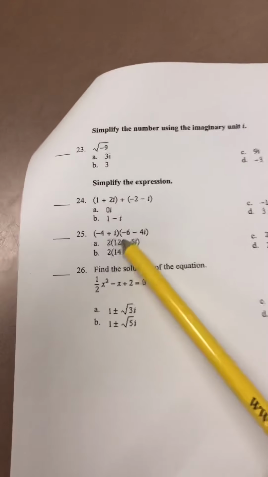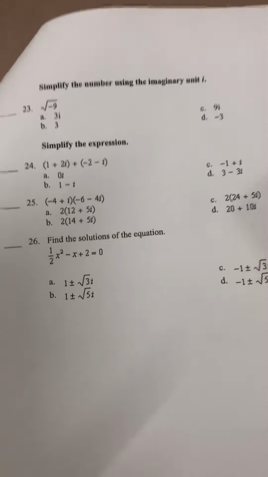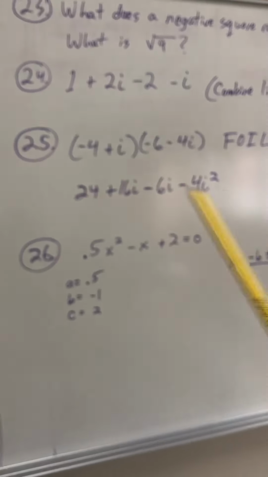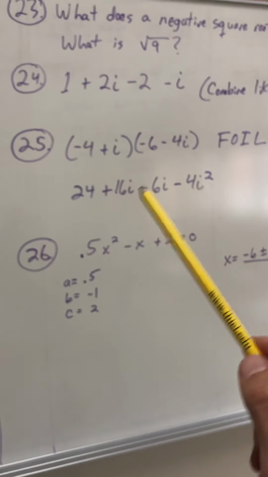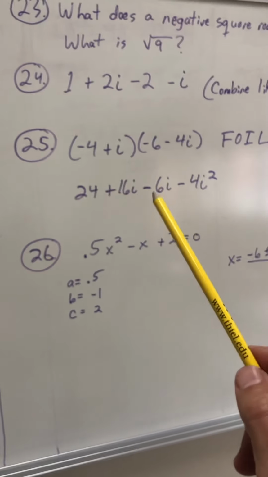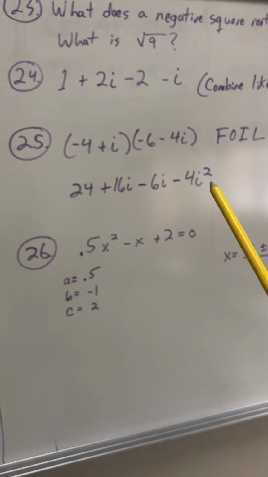25, you're multiplying, so you're going to use FOIL. And once you use FOIL, I did the first step for you. First times first gave you 24. Outsides gave you a positive 16i. Insides gave you a negative 6i. And the last gave you a negative 4i squared.